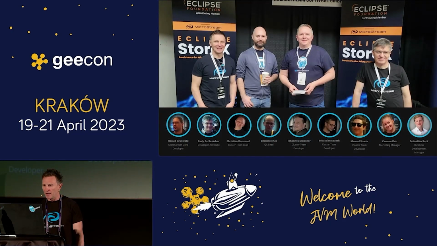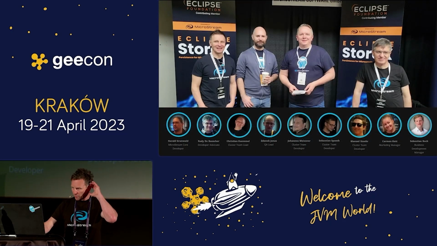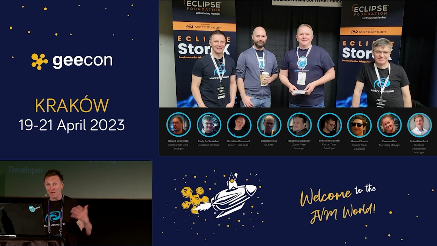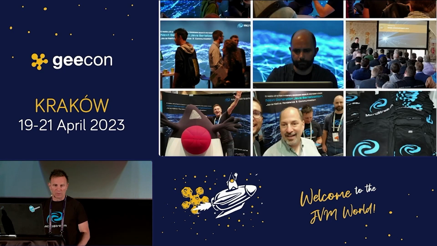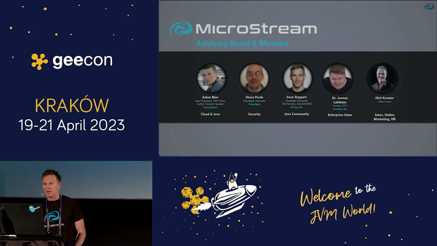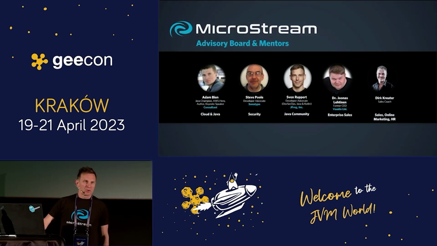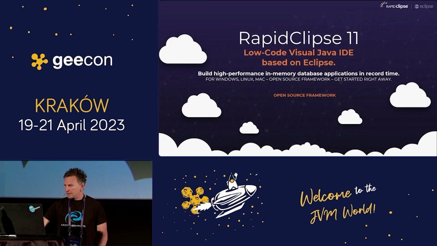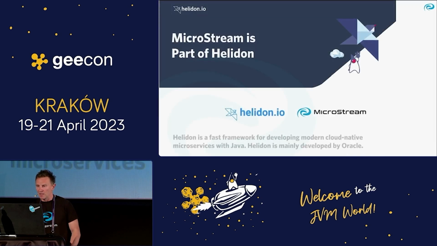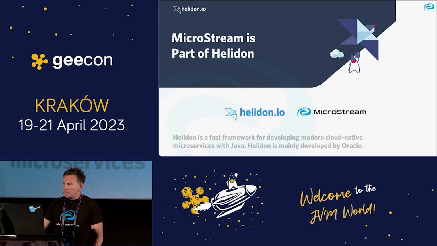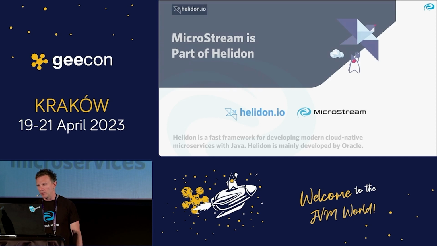This is the team behind the EclipseStore project, which is now our main project. This is what we are working on daily. We are passionate Java developers, and these guys are our mentors behind the EclipseStore project. RapidClipse is in version 11 currently. As I mentioned, you can download this, check it out, and accelerate UI development. The MicroStream project, which is now becoming the EclipseStore project, is part of Helidon.